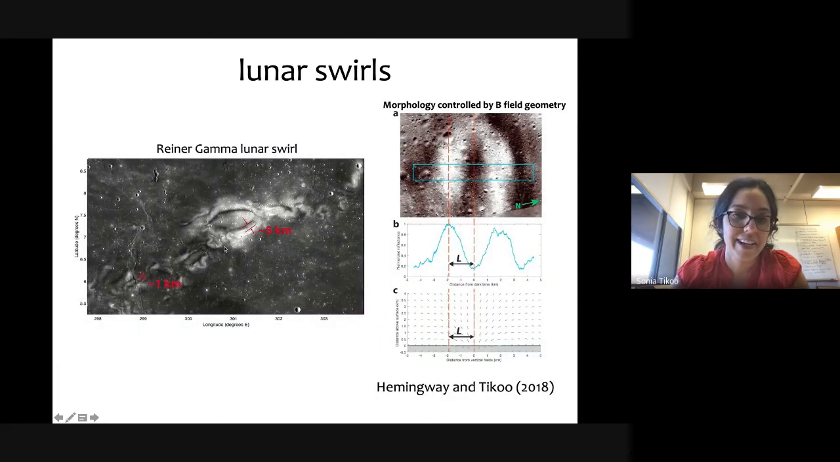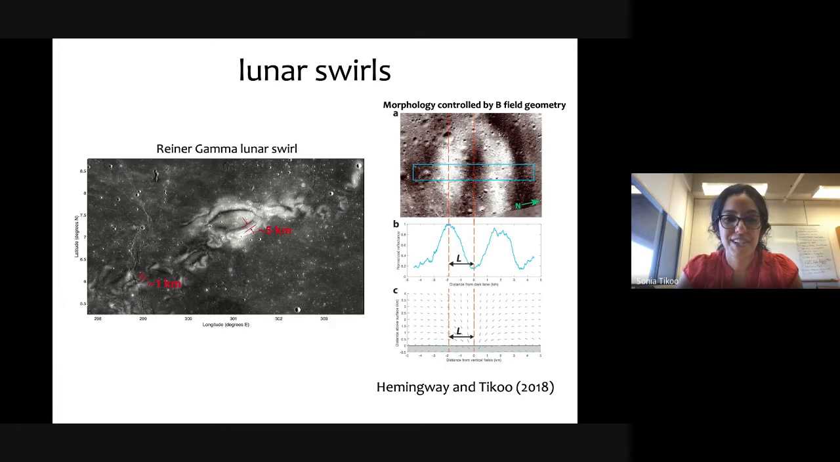That area is a region called Reiner Gamma. And Reiner Gamma is, again, a swirl. What is a swirl? A swirl is an area that contains alternating light and dark surfaces on the moon. It is a brightness or albedo anomaly. There is absolutely no correlation with local geology or local topography. They almost appear like they have been painted on the lunar surface.